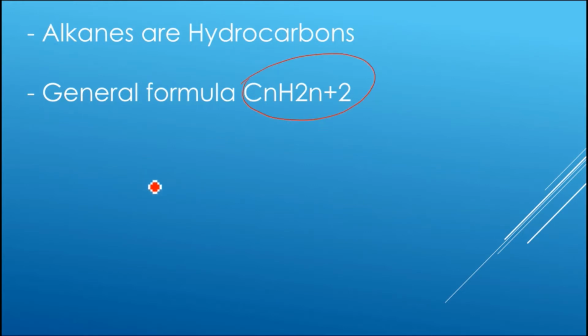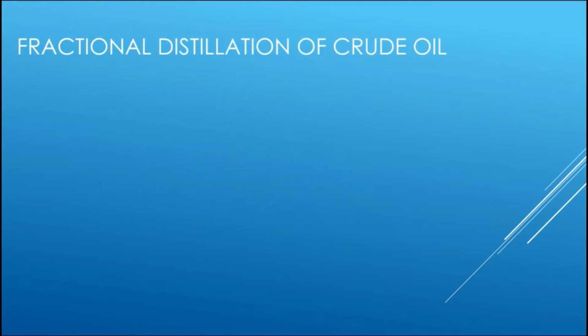So what this means is, let's say we have 5 carbons, then what we would do is times that by 2 because it's 2n, so 5 times 2, and that would give us 10, and then we would add 2, we would get 12. So the formula would be C5H12. So that's how we would work out the number of hydrogens and the number of carbons if we have to.